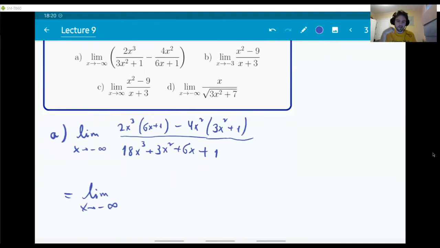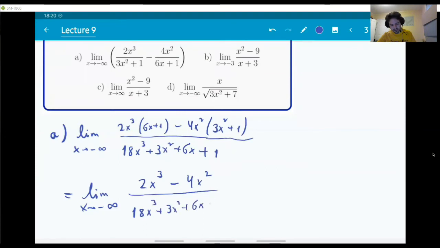The 2x cubed times 6x will make a 12x to the fourth. But this is also going to be a minus 12x to the fourth right here. So those are going to go away. You're only going to be left with 2x cubed from this first term minus 4x squared from the other term. And what happens to this limit now? X is going to negative infinity. So we know that the terms of higher degree will be determining what happens, and they are of equal degree now. It's a cube.